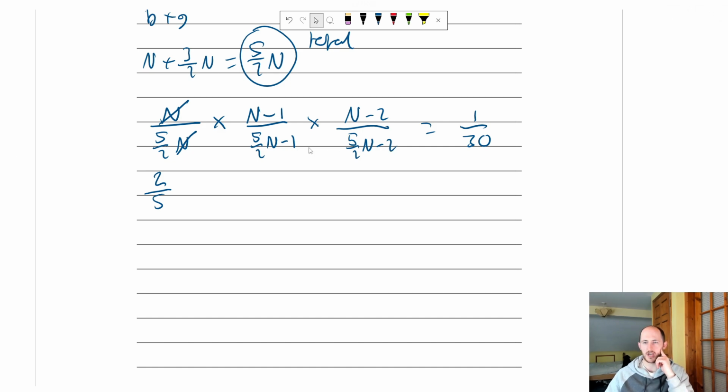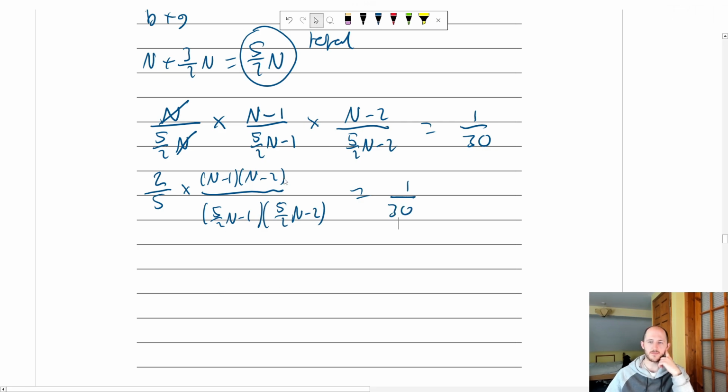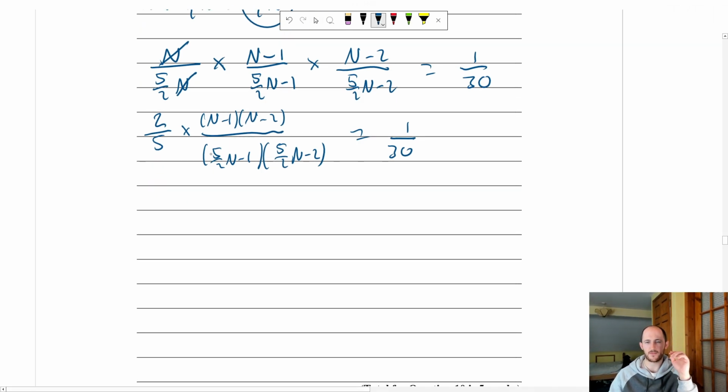And I'm actually going to times these two together straight away because there's no point in waiting. We're going to get n minus 1, n minus 2 over 5 over 2n minus 1, 5 over 2n minus 2. Now, technically, if you wanted to, you could times the top and bottom to get rid of the fraction. It's not really worth it. Let's just keep it as a fraction.